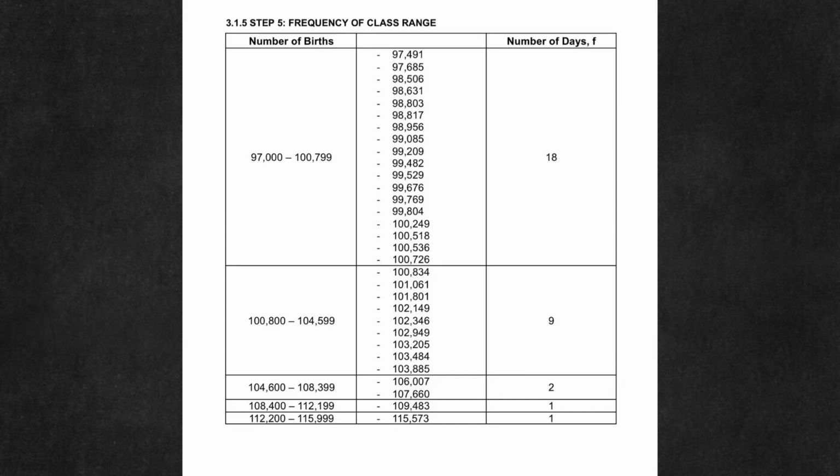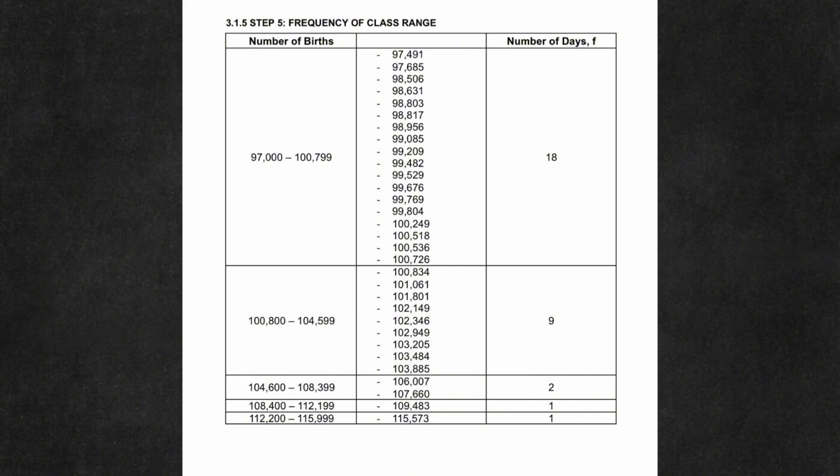The final step is to count the number of observations that fall within each class interval. For the first class interval, from 97,000 to 100,799 births, there are 18 observations. For the second, from 100,800 to 104,599 births, there are 9 observations. For the third, from 104,600 to 108,399 births, there are 2 observations. For the fourth, from 108,400 to 112,199 births, there is 1 observation. For the fifth, from 112,200 to 115,999 births, there is only 1 observation.